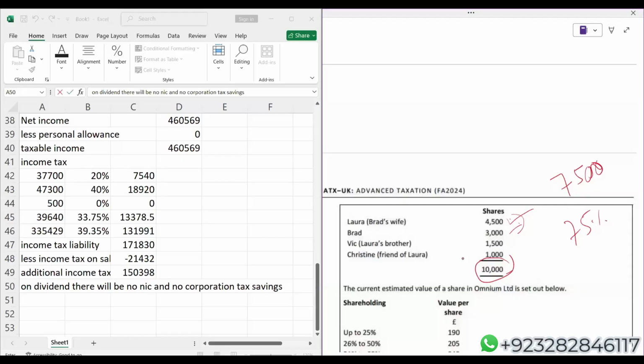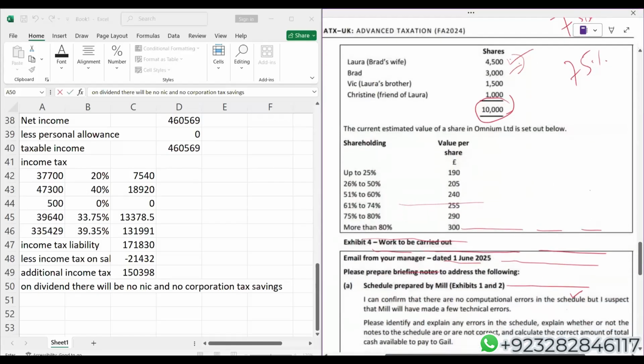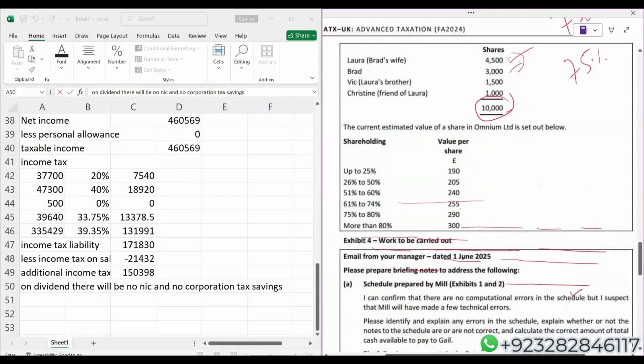And you should be thinking of the related property rule. Before the gift, the holding is 75%. When the holding is 75 to 80%, the share price is 290. Broad has 3,000 shares before the gift, but the applicable share price is going to be 290.